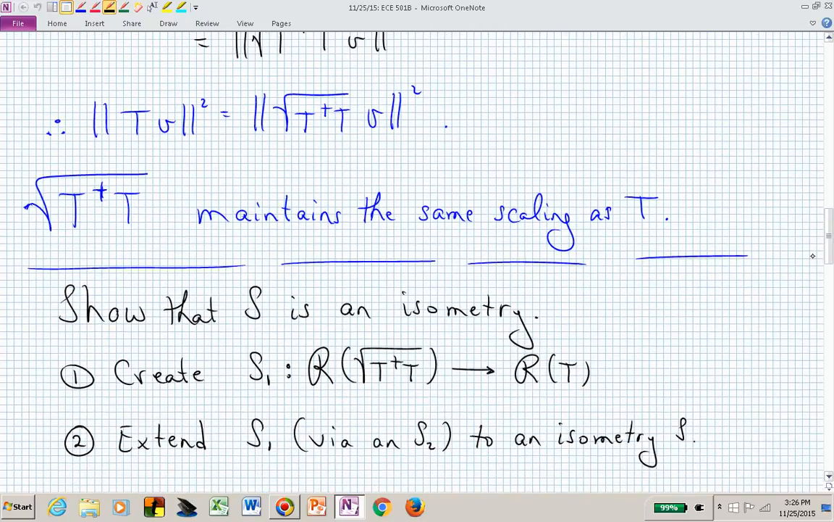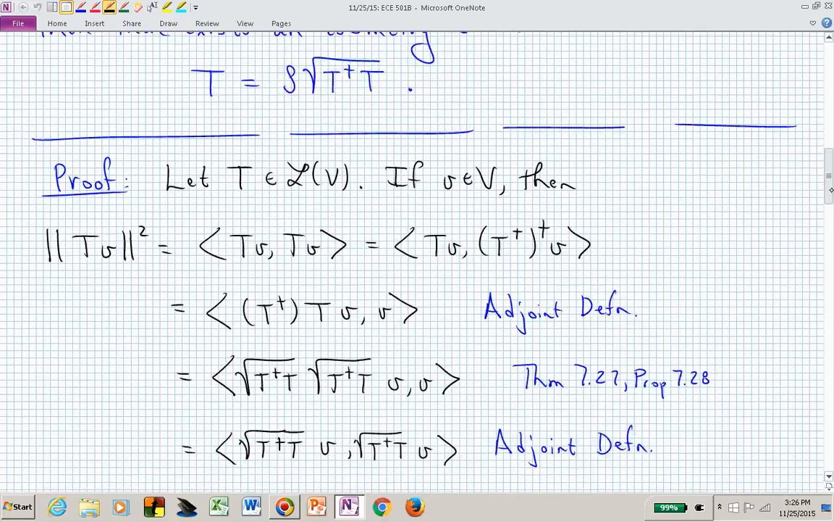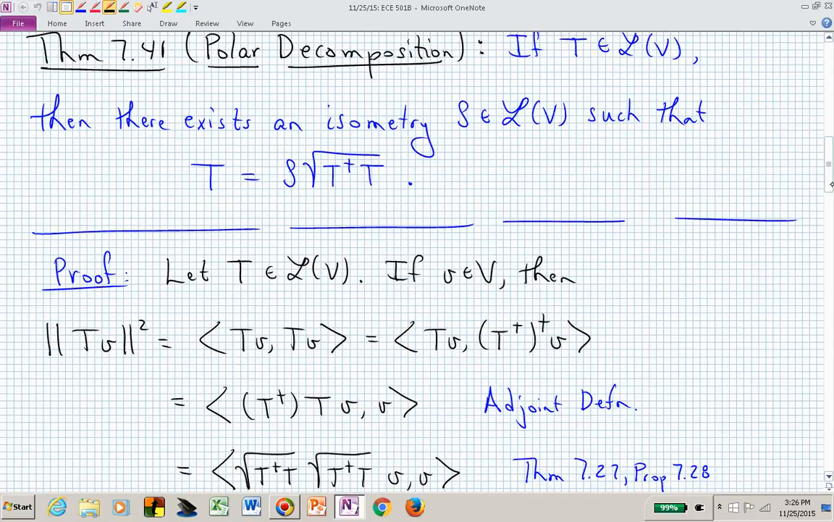Then we want to show that S is in fact an isometry, and we're going to build up S in two pieces. One piece, which we are calling S sub 1, takes the range of this new positive operator, square root of T dagger T, into the range of T, and then we will extend S1 via another isometry S2 to produce the full isometry S that we need to form this polar decomposition of T equaling S times the square root of T dagger T.